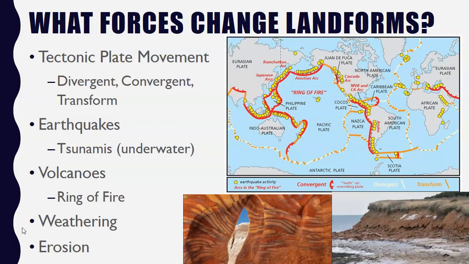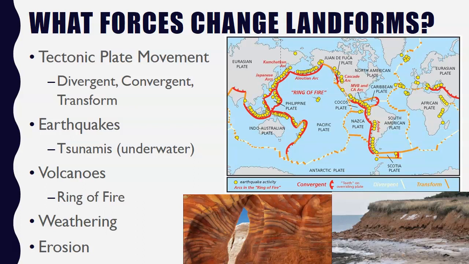So what are the forces that change landforms and create landforms? The first of which, and probably the most important, is tectonic plate movement. And tectonic plates move in 4 different ways. We have divergent plate spreading, which is where plates are moving apart, like the Great Rift Valley in Africa. And then you have convergent, which happens with subduction or collision.